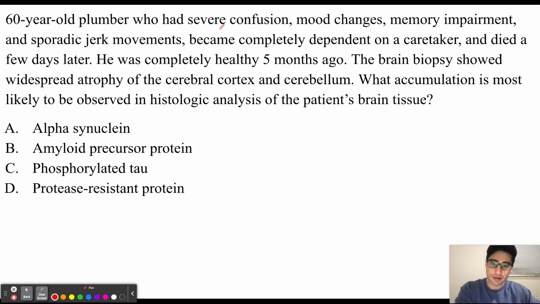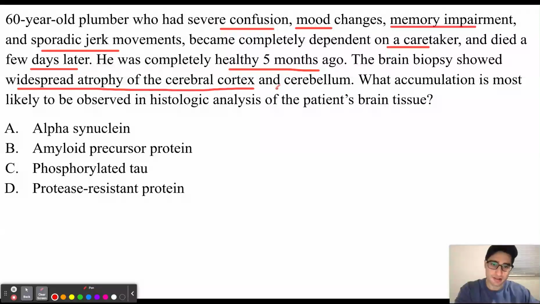A 60-year-old plumber who had severe confusion, mood changes, memory impairment, and sporadic jerky movements became completely dependent on a caretaker and died a few days later. He was completely healthy 5 months ago. The brain biopsy showed widespread atrophy of the cerebral cortex and cerebellum. What accumulation is most likely to be observed in histologic analysis of the patient's brain tissue?